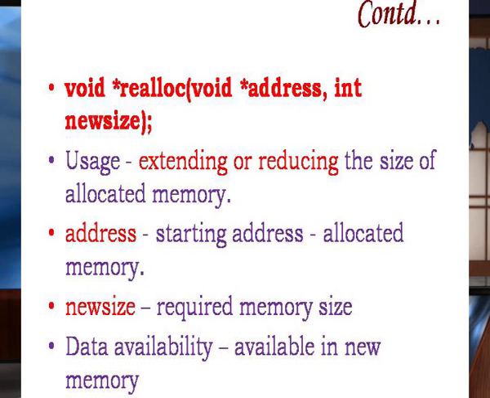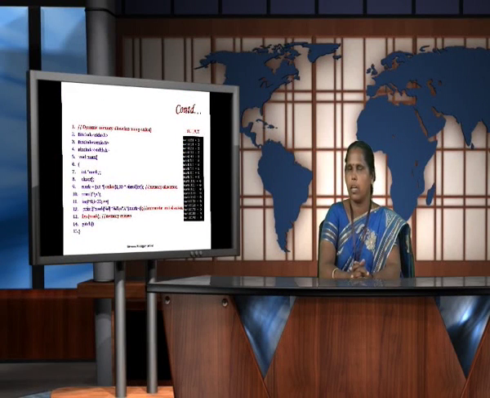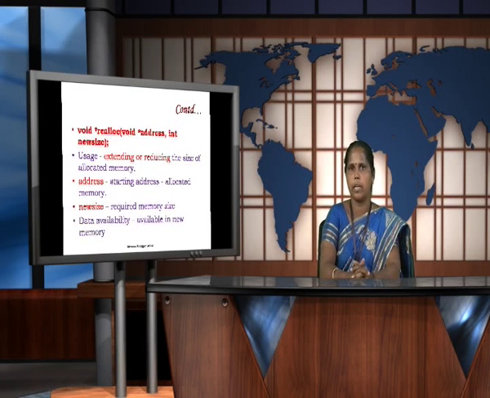The next one is realloc. It takes 2 parameters. The first one is a pointer, the address of memory which is already allocated, and the second one is the requested size of the memory block. We use the realloc function to either expand the already allocated memory area or to reduce it.